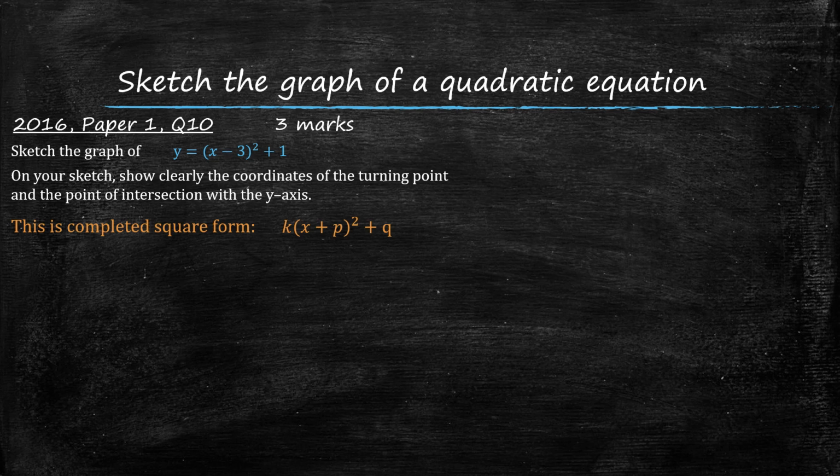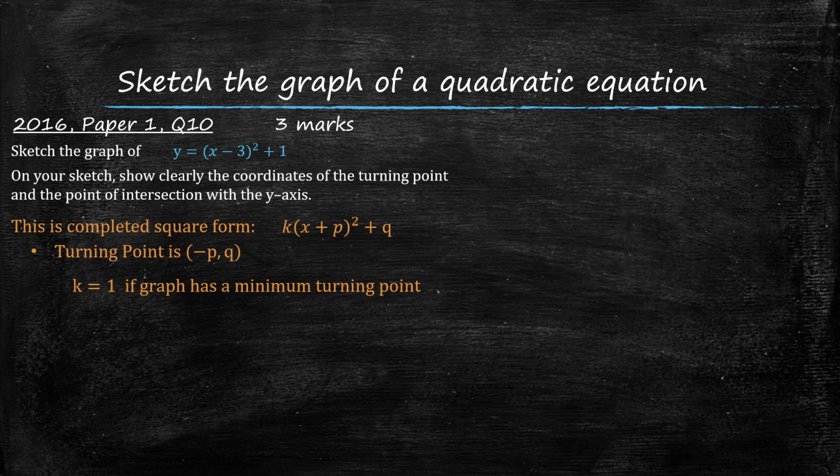Okay, so this is a completed square form question. Completed square form, recall, is k times (x plus p) all squared plus q. And the equation of the graph that's been given to us is in completed square form. Okay, the turning point when an equation is given to us in completed square form is (negative p, q). So we can read the turning point simply off the equation when the equation is in completed square form.